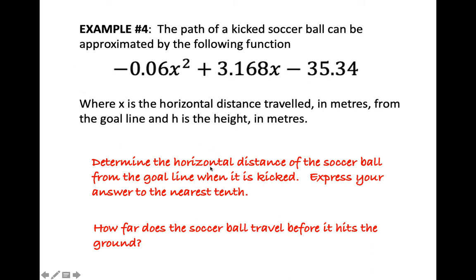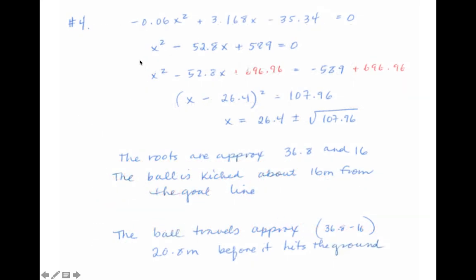Now, what they want us to find is the horizontal distance of the soccer ball from the goal line when it is kicked, and express our answer to the nearest tenth. And then, how far does the soccer ball travel before it hits the ground? So what we did was we actually completed the square again. We took everything and divided it by negative 0.06 to get x squared by itself. It actually made the numbers a little nicer.